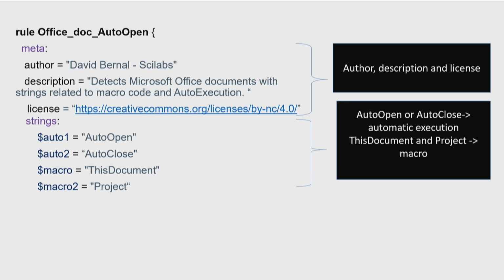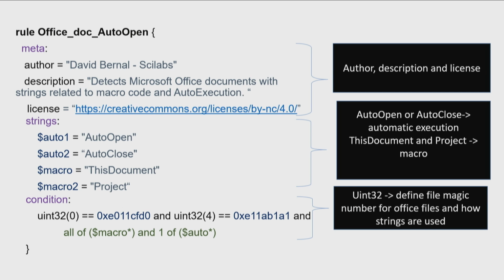Basically, AutoOpen runs code whenever the document is opened and macros are enabled, and AutoClose runs code whenever the document is closed, and obviously the macro code is enabled. And then the last 2 strings are contained in documents that have macro code. Now let's go to the final section. At the very beginning, I have conditions to identify the file signature of those files, and in the second part, I specify the logical condition in which the strings are used.